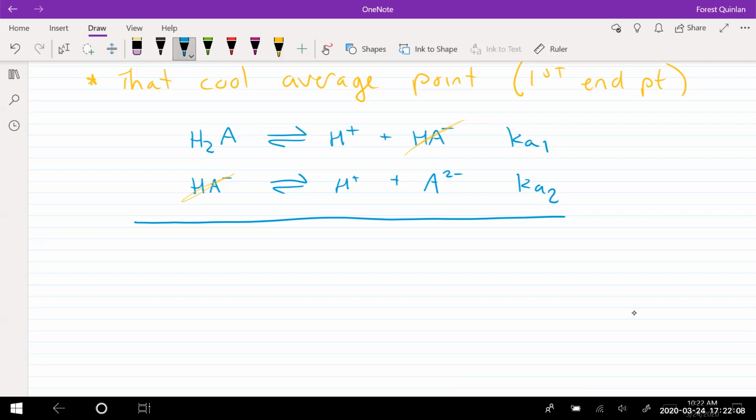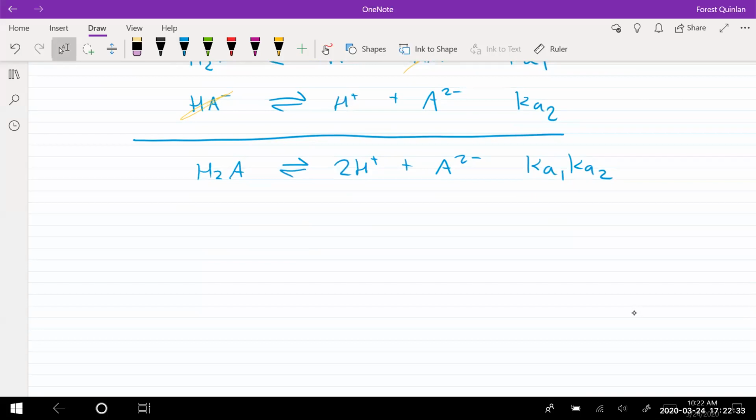But the overall equation would be H2A back and forth to make 2 H pluses and an A2 minus. That is governed by Ka1 Ka2. You guys all with me? Okay. Let's go ahead and write that equilibrium expression. So that equilibrium expression would be that we have Ka1 Ka2 is equal to the concentration of H plus squared.